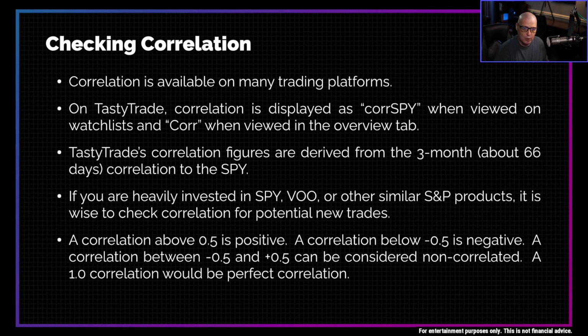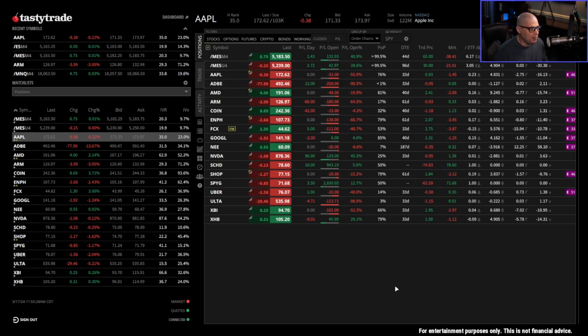So let's talk about checking correlation. So how do you check correlation? Well, it's available on many trading platforms. So when you go to your trading platform, typically they'll have an option in their watch list or something, so you can actually see particular stocks' correlation to the SPY or SPX or whatever it is that they're correlating it to, typically the S&P 500 and S&P 500 product. On TASTYTRADE, correlation is displayed as core SPY when you view it on a watch list, and it's displayed as simply core when it's viewed in the overview tab. Let me switch to my trading platform because I'm on TASTYTRADE, and I'll show you this in action.